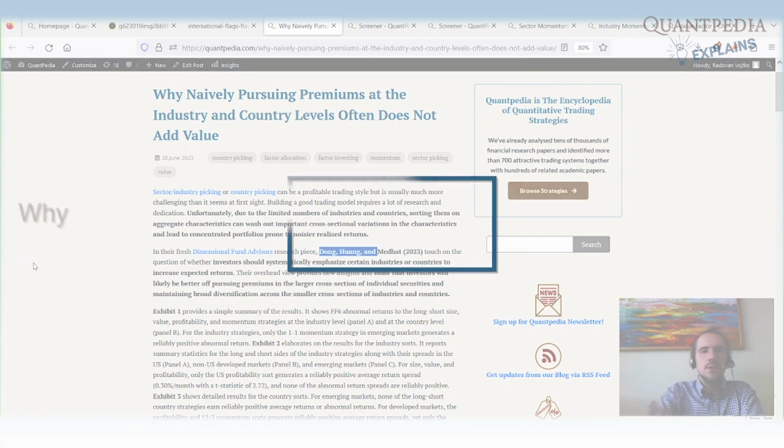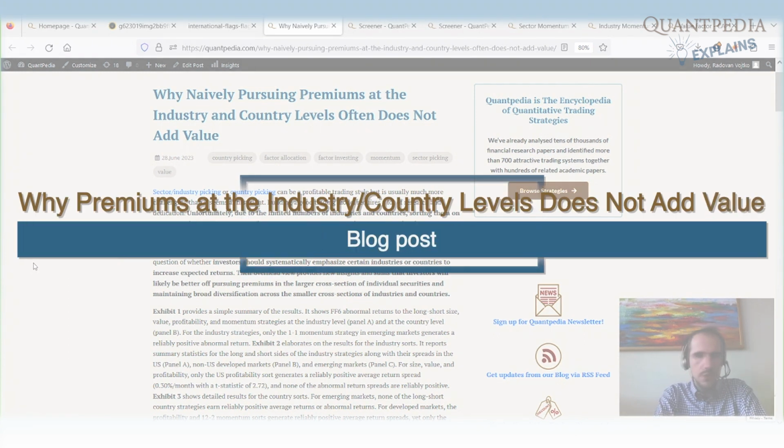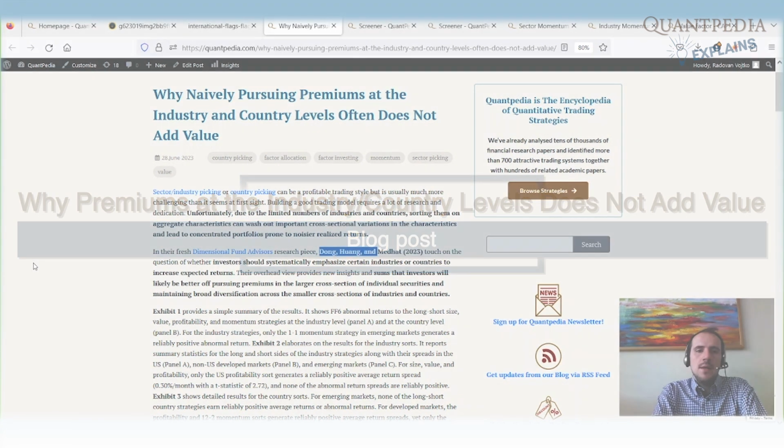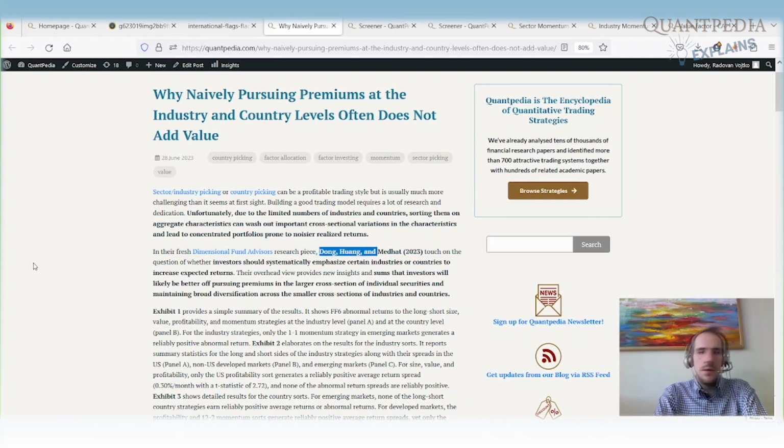Firstly, we need to discuss that it is not easy. There is an interesting recent paper from May 2023. It discusses that sector picking, industry picking or country picking can be a profitable trading style, but it is usually more challenging than it seems at first sight, because building a good trading model requires a lot of research. The problem is that there is a limited number of industries, countries and sectors, so if we sort them based on aggregate characteristics, we can wash out some important cross-sectional variation, or lose some information.